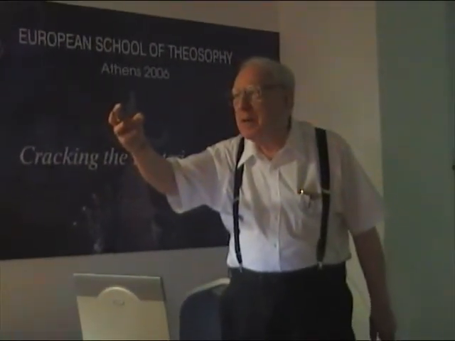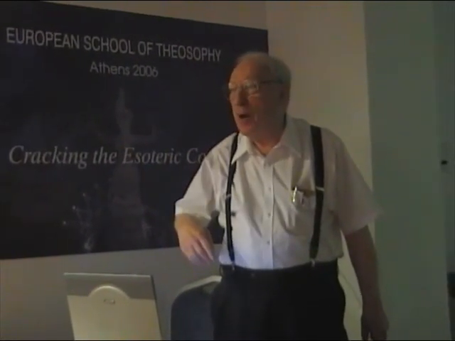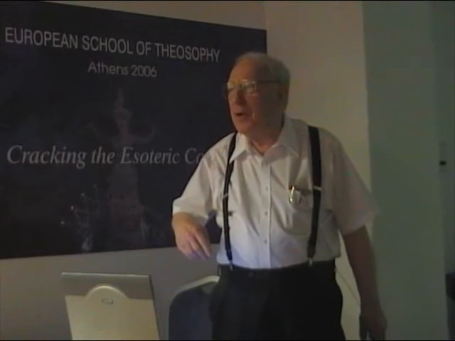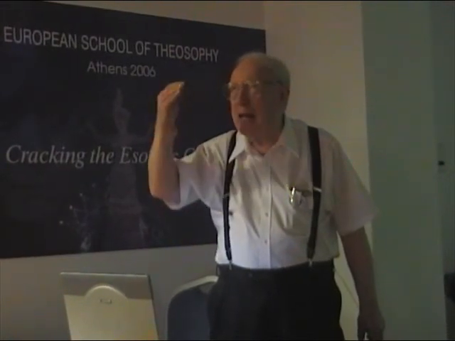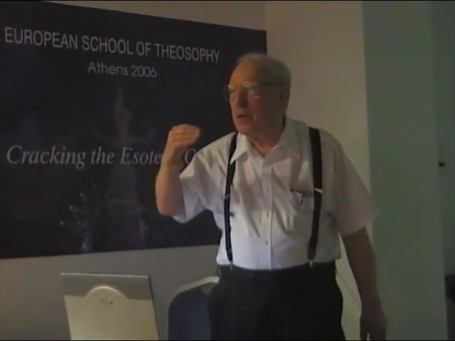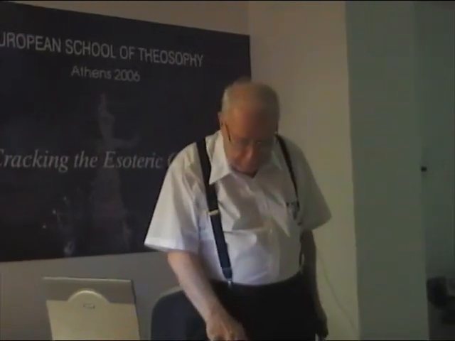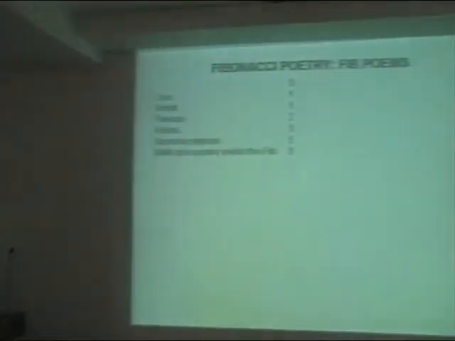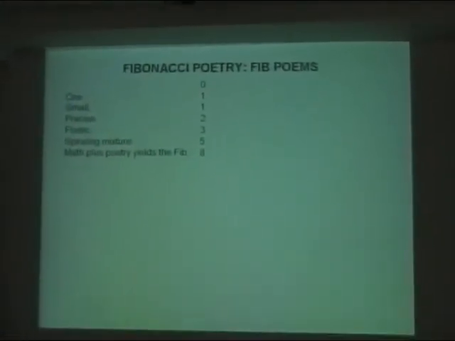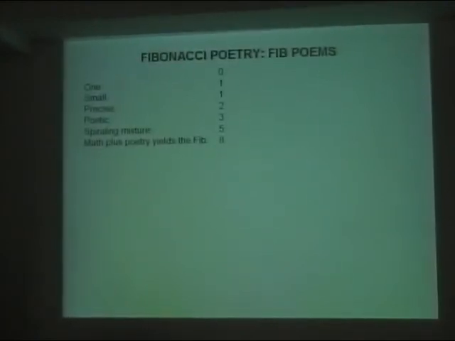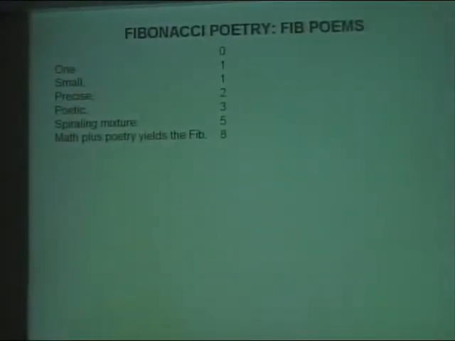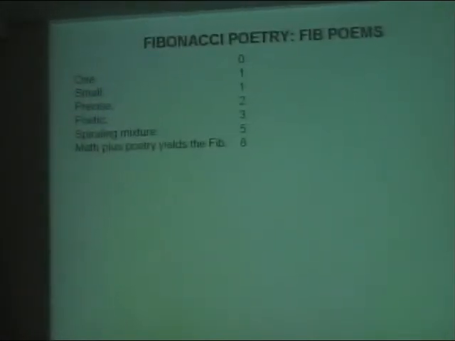You all familiar with haiku, the Japanese poems that are defined by the number of syllables in each line? Well, a Fibonacci poem is one whose lines consist of a number of syllables which are in the Fibonacci sequence. For example, here's a fib poem. One small, precise, poetic, spiraling mixture. Math plus poetry equals the fib.